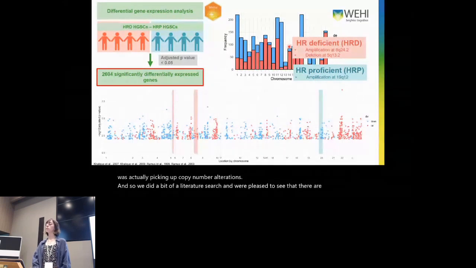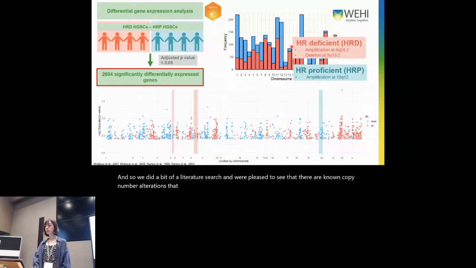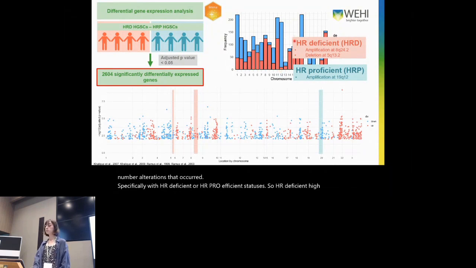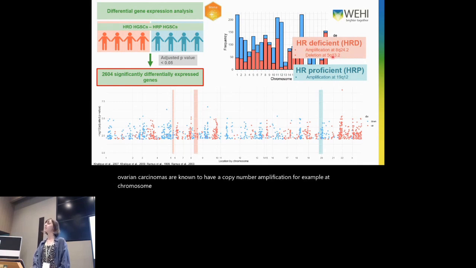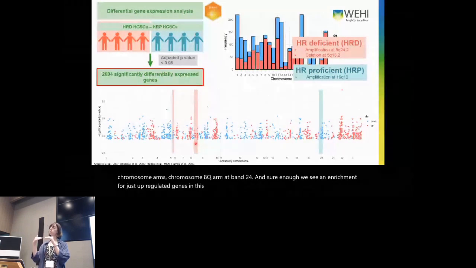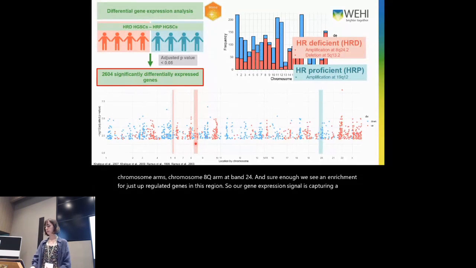And so we did a bit of a literature search, and we're pleased to see that there are known copy number alterations that occur specifically with HR deficient or HR proficient statuses. So HR deficient high-grade serous ovarian carcinomas are known to have a copy number amplification, for example, at chromosome 8's Q arm at band 24. And sure enough, we see an enrichment for just upregulated genes in this region. So our gene expression signal is capturing a genomic copy number signal as well.